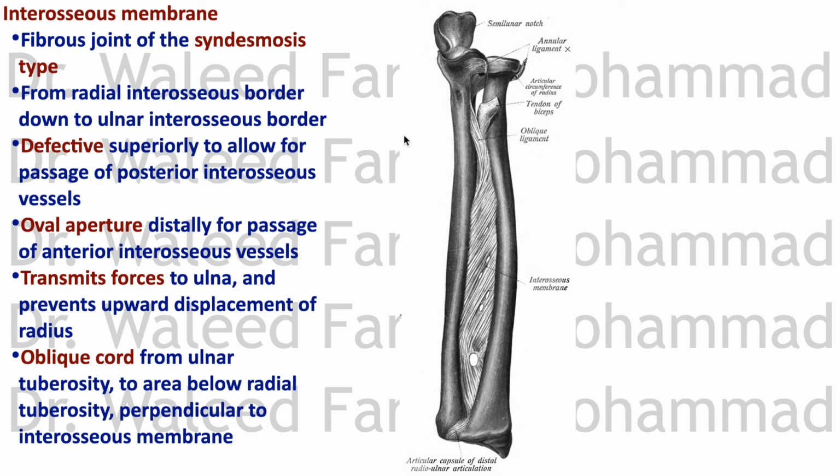There's an oval aperture at the distal part of the membrane for the passage of the anterior interosseous vessels to anastomose with the posterior interosseous vessels. As I told you, it transmits forces to the ulna, and there's an oblique cord that in some books is mentioned as of unknown function. It's perpendicular to the direction of fibers of the interosseous membrane, and it's from the ulnar tuberosity to an area below the radial tuberosity. Okay, this is the oblique cord or oblique ligament.